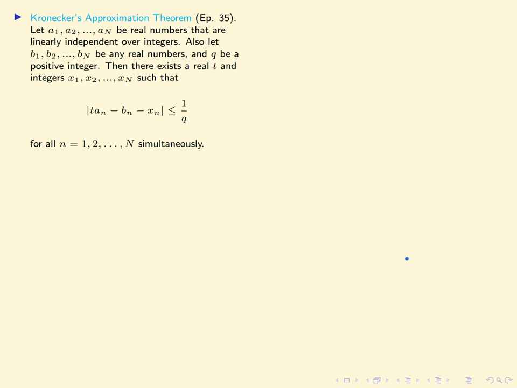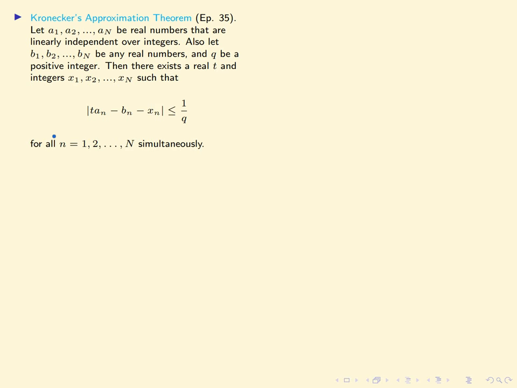Okay, so now we're going to use Kronecker's approximation theorem from episode 35. This theorem basically lets you get something very close to integers. Let a sub 1 through a sub N be real numbers that are linearly independent over the integers, and also let b's be some real numbers, and let q be a positive integer. Then there exists a real t and integers x sub 1 through x sub big N, such that this thing is true for all of the little n simultaneously.